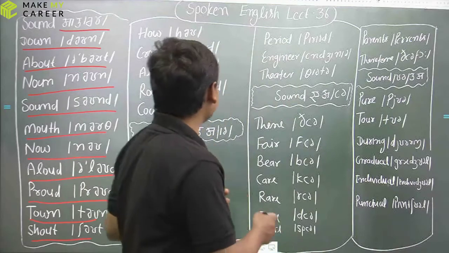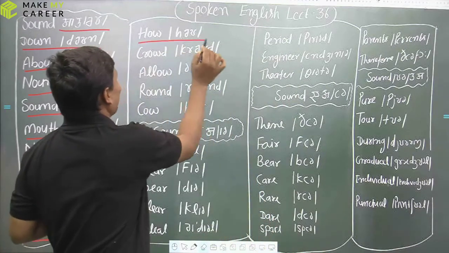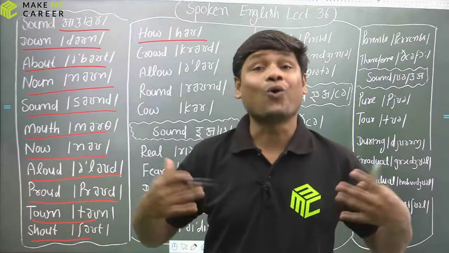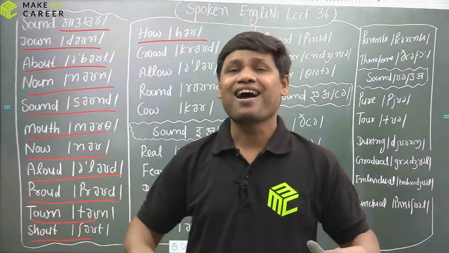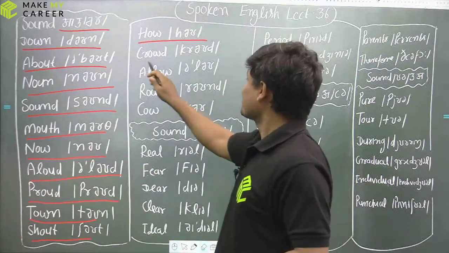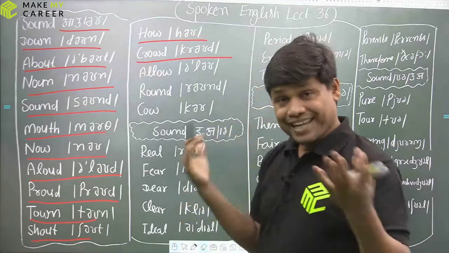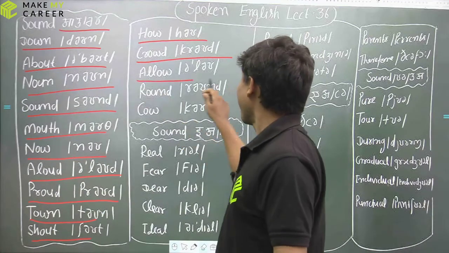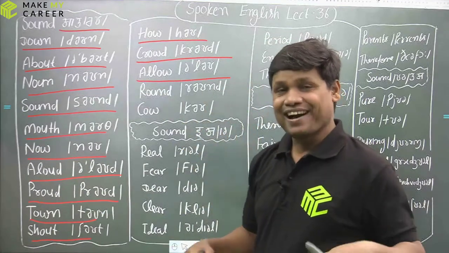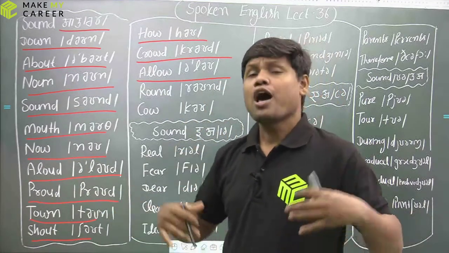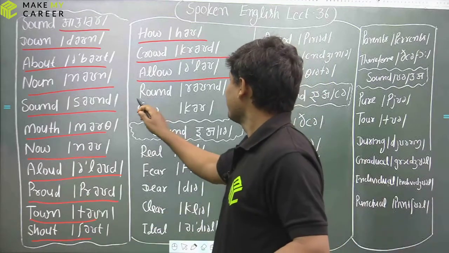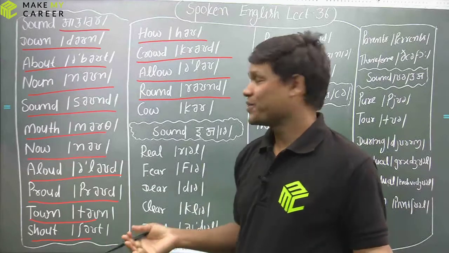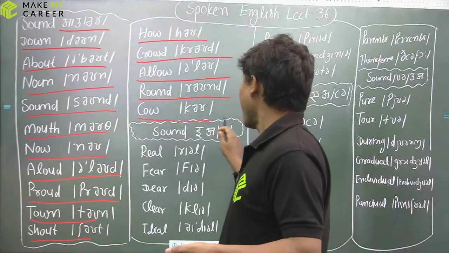Okay, next one. Now, this is, guys, how. How are you? Hello everyone. How are you? Next one is crowd. Again you repeat crowd. Next one is allow. Again you repeat allow. Sir, allow me. Next one is round. Again you repeat round. Next one is cow.